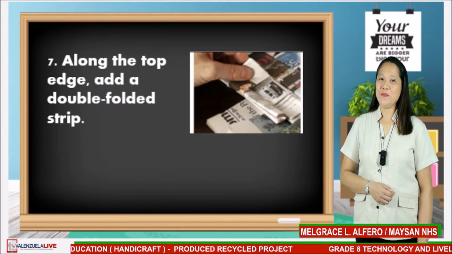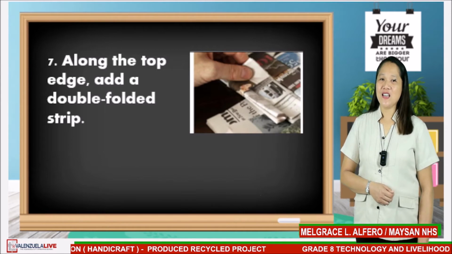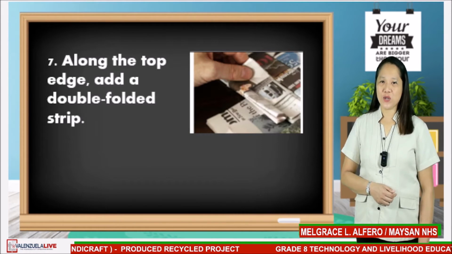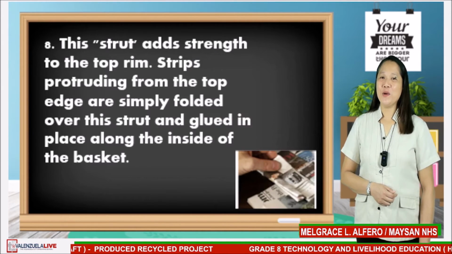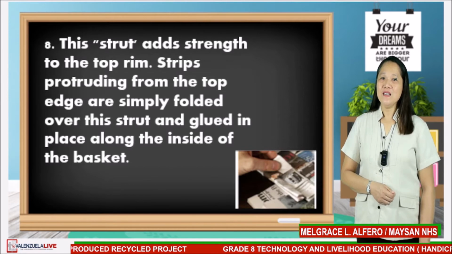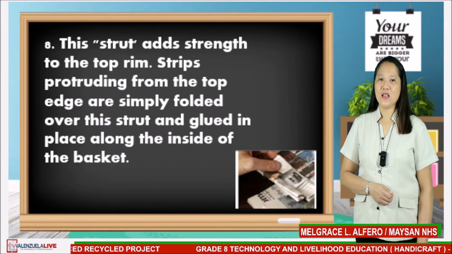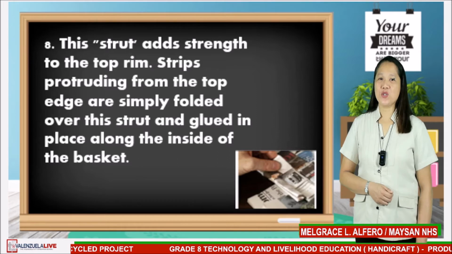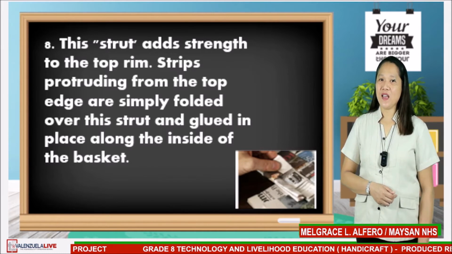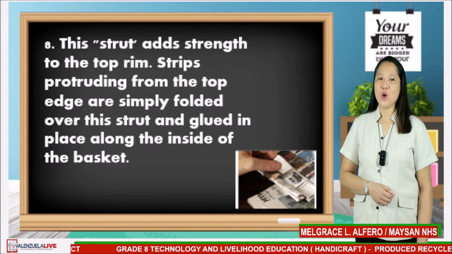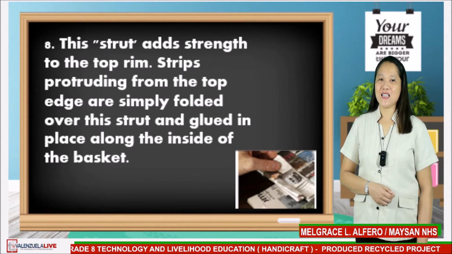Number 7, along the top edge, add a double folded strip. Number 8, this strut adds strength to the top rim. Strips protruding from the top edge are simply folded over this strut and glued in place along the inside of the basket.